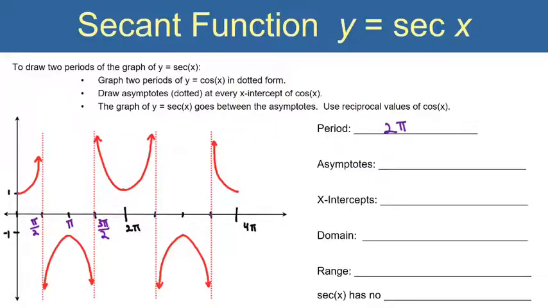And so you'll remember probably from the cosine graph that it had x-intercepts at the odd pi over 2's. So remember, we write odd as 2n plus 1. That way n can be any integer, and we should have written that there.